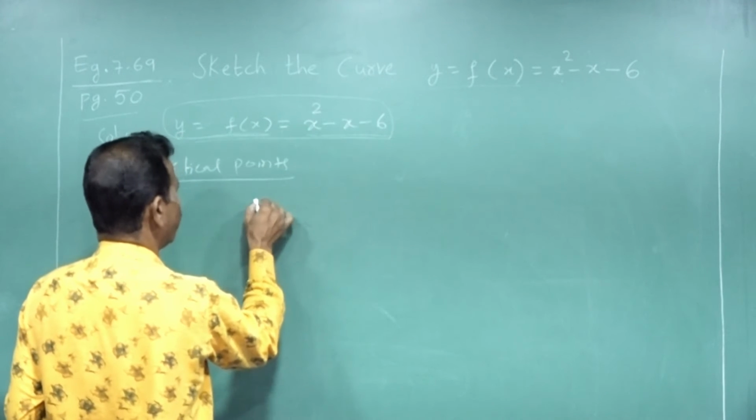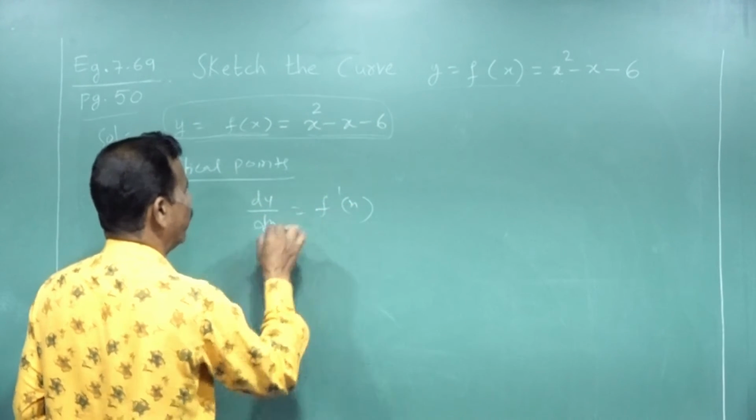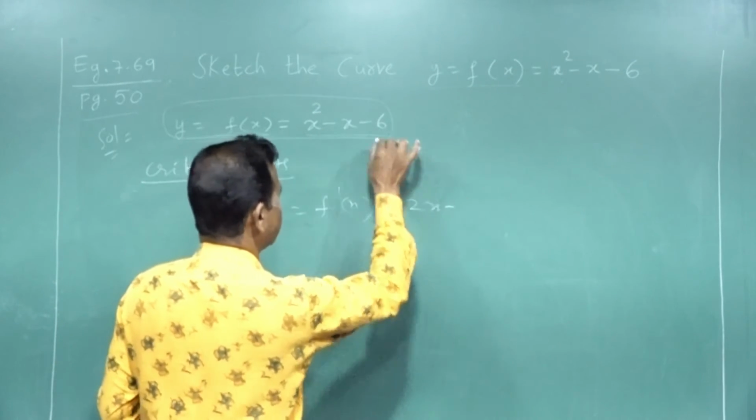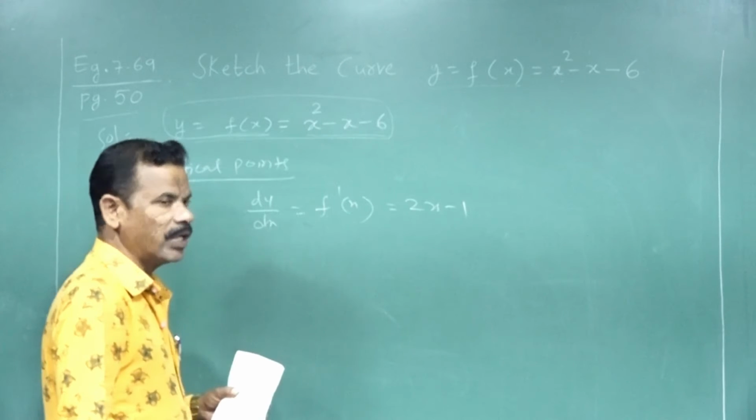So do the first derivative dy by dx, otherwise f dash x, both have the same meaning. So the derivative of x square is 2x, minus the derivative of x is minus 1, minus 6 gives 0. So 2x minus 1 is the first derivative.